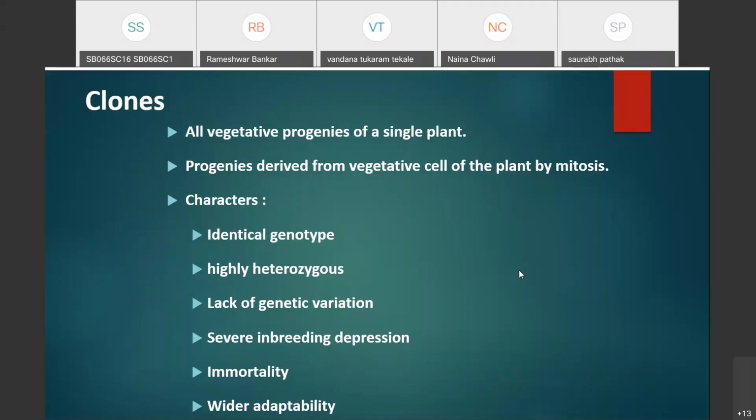Then the second one: these clones are highly heterozygous. Though these clones or progenies are all identical in their genetic constitution, they are highly heterozygous. And the vegetatively propagated plants are always heterozygous.